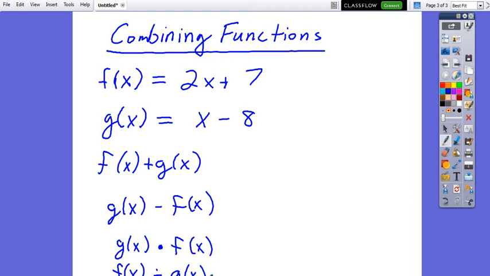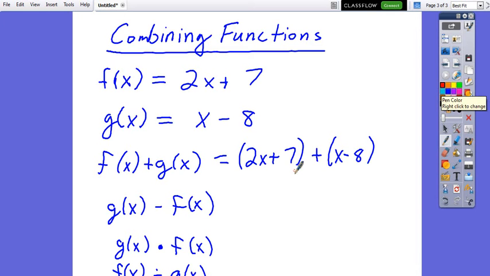So, let's start with f of x plus g of x. What is that going to equal? Well, how about 2x plus 7 plus x minus 8? All right, and that's simple. I don't have much room here, but the answer to that would be 3x minus 1. 2x plus 1x is 3x. Negative 8 plus 7 is negative 1. Very easy.